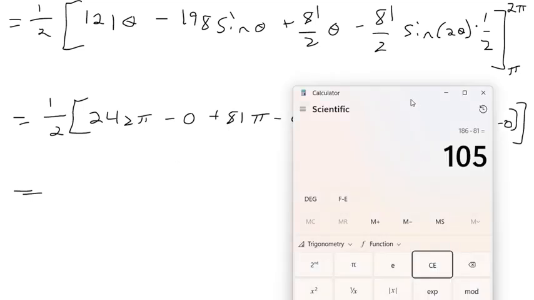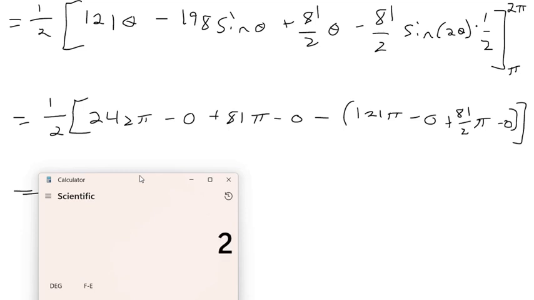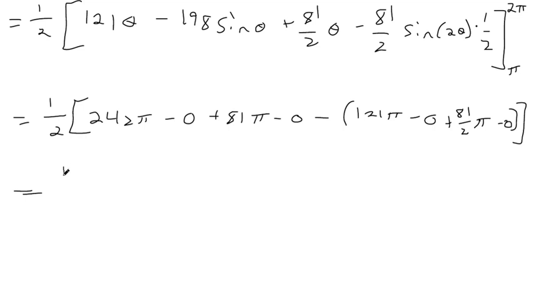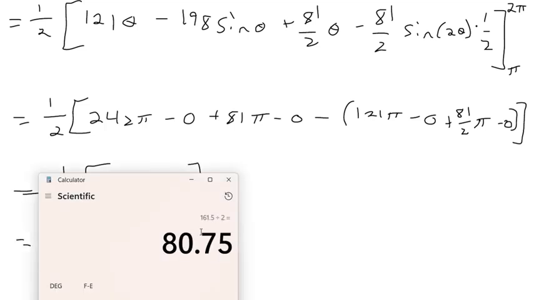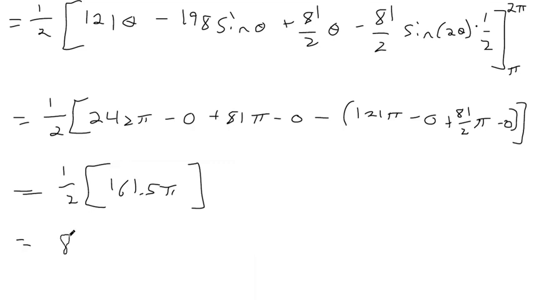Let's add up all the pi's. We've got 242 pi plus 81 pi, subtracted by that 121 pi, and it's going to be subtracted by that 81 over 2 pi, but that's 40.5 pi. This is 161.5 pi. I think I got it all. 242 plus 81, subtract by that, looks about right. So times 1/2, so that's divided by 2, so that's 80.75 pi.